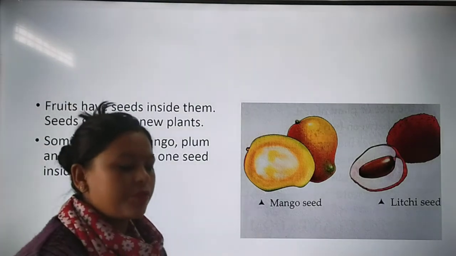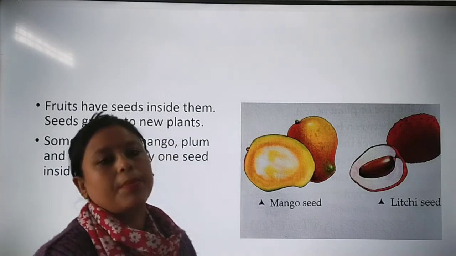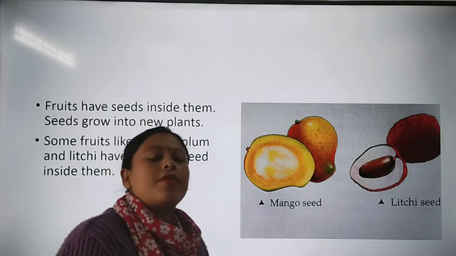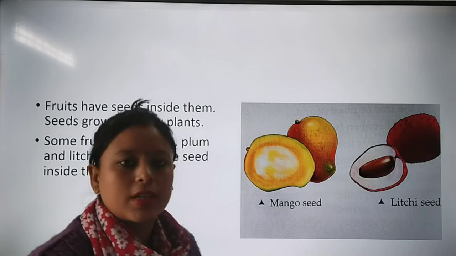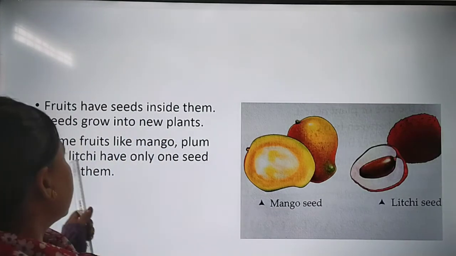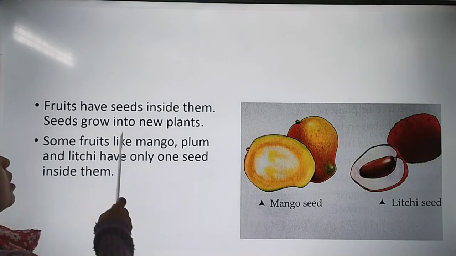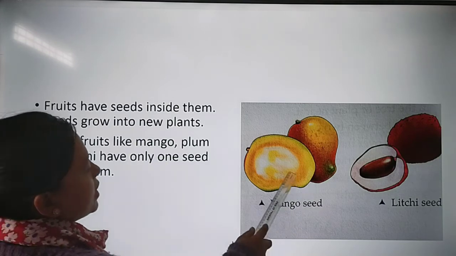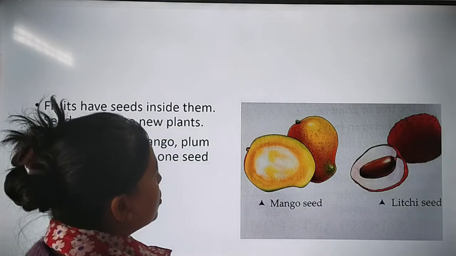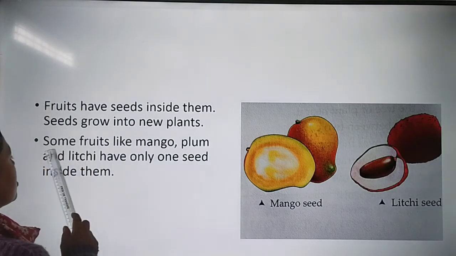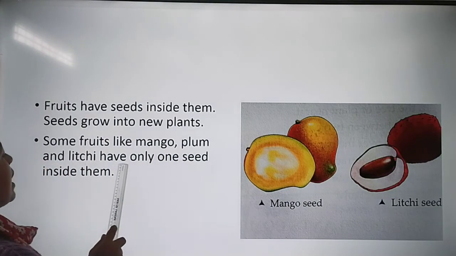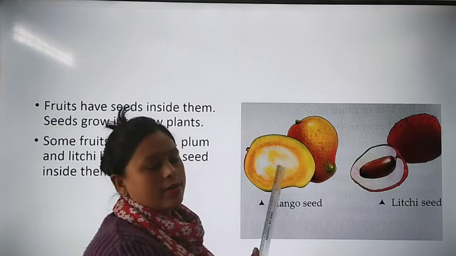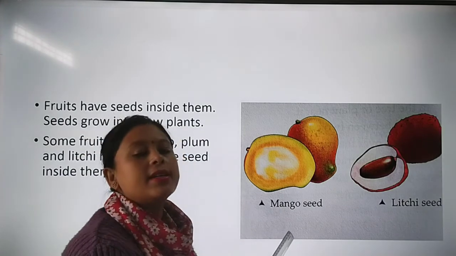So you all have eaten fruits, isn't it? Like apple, orange, mango, papaya, watermelon, etc., isn't it? So you have seen the seeds of fruits inside the fruits, isn't it? So that is why fruits have seeds, and which grow new plants from that seeds. Okay, so this seeds helps the plant to grow new plant. So mango, plum and lychee have only one seed inside them.